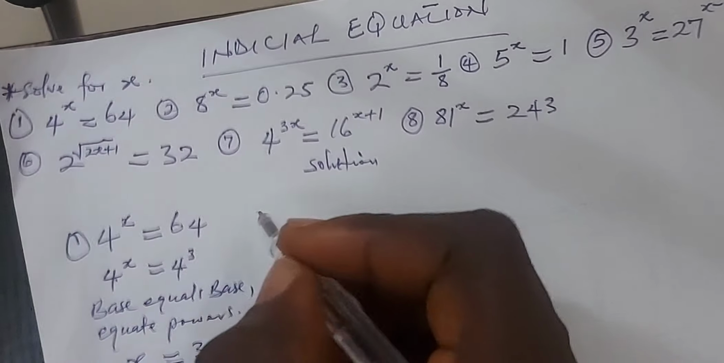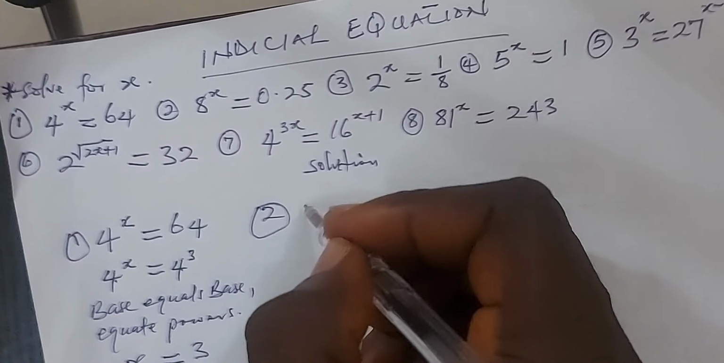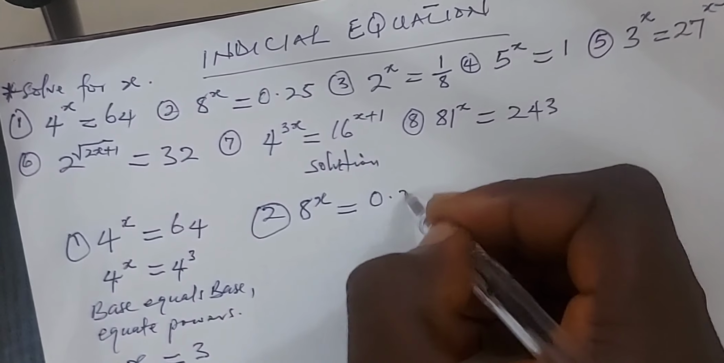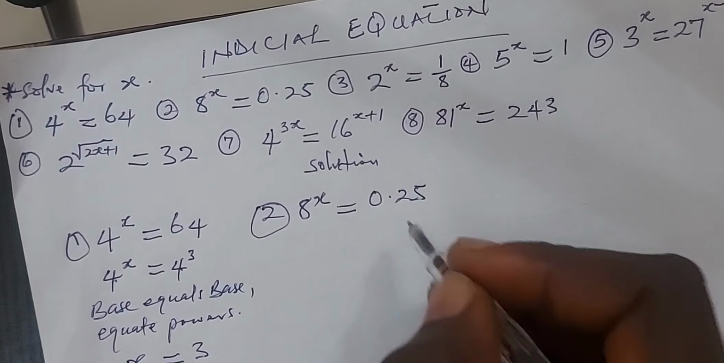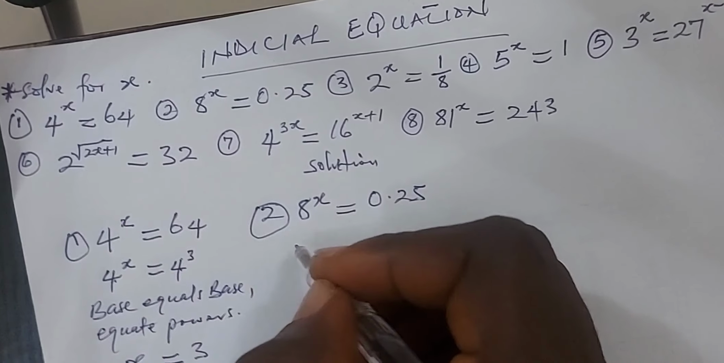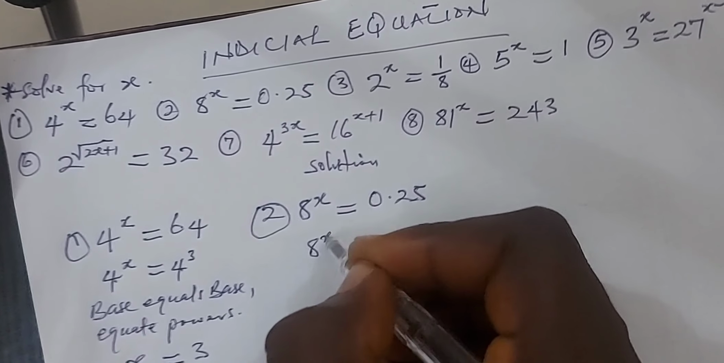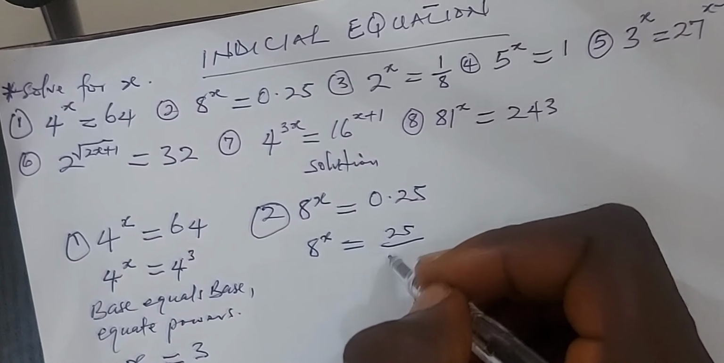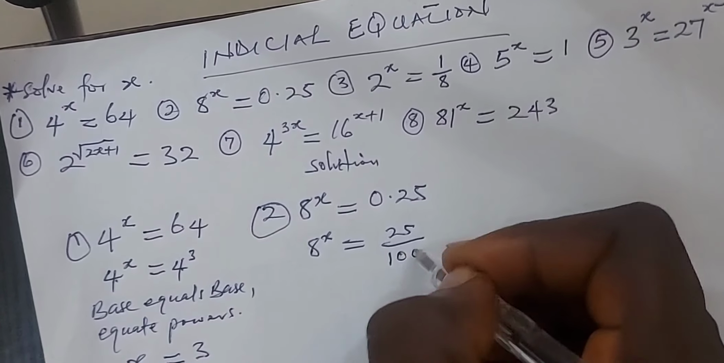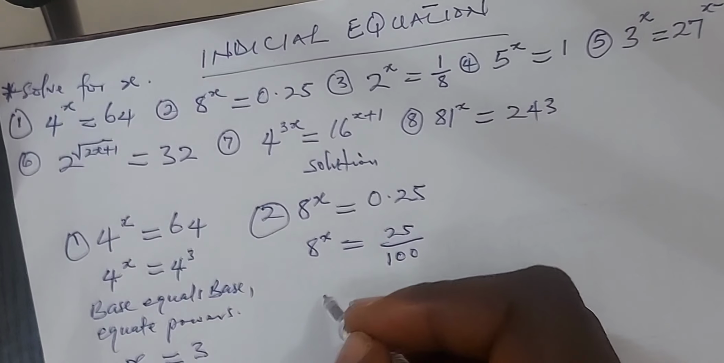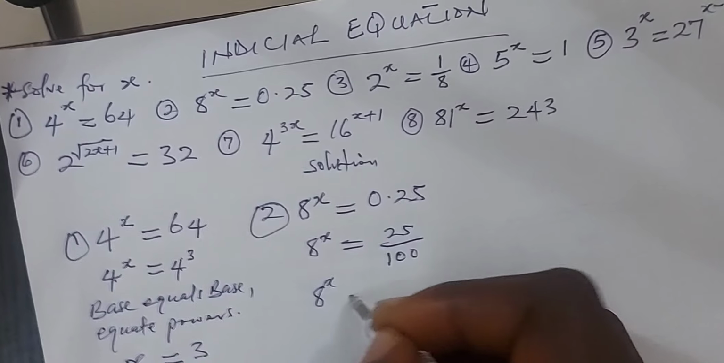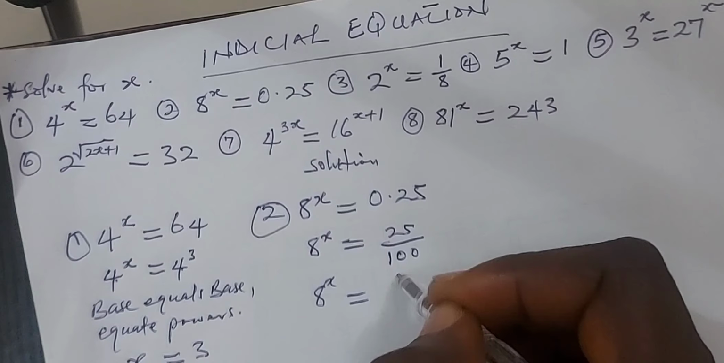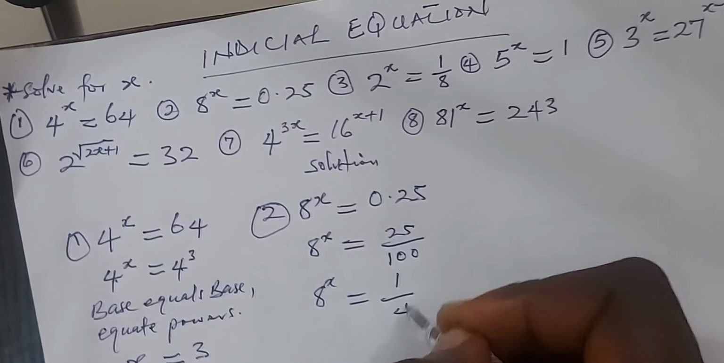So number 2, we have 8 raised to the power of x equals 0.25. Convert this one to fraction. We have 8 raised to the power of x is equals to 25 all over 100, since the point 1, 1, 2 zeros. So what do we have? We go further by reducing this fraction to the lowest term. 25 here is 1, 25 here is 4.